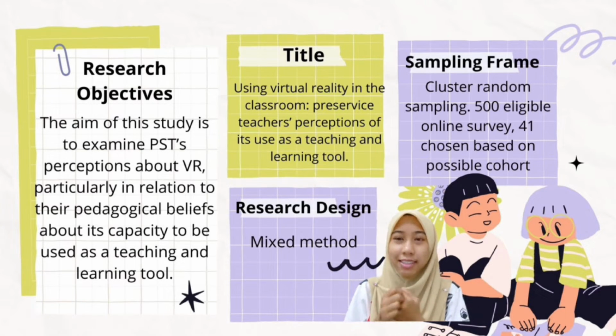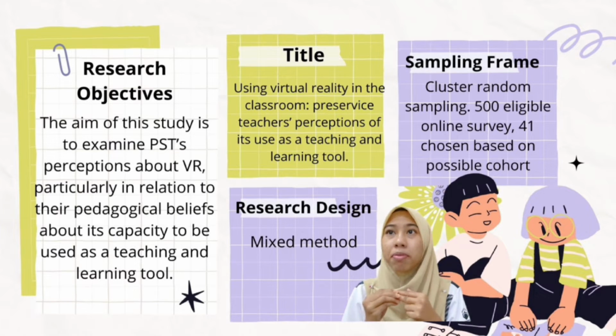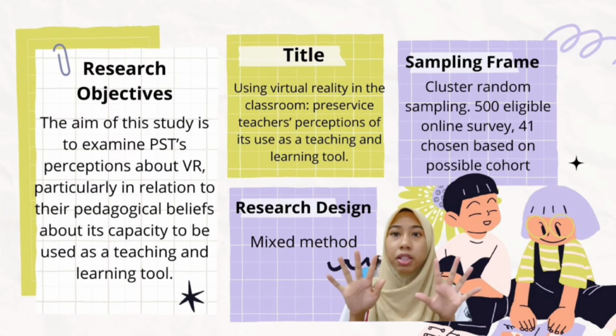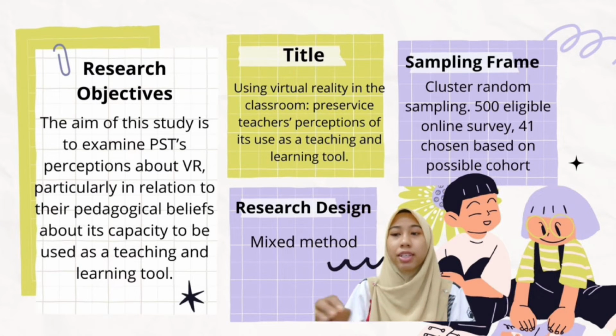And the research design that the researcher has conducted is a mixed method, which incorporates quantitative and qualitative data. And for the sampling frame, they used cluster random sampling, because from 500 eligible online surveys, only 41 were chosen based on possible cohort.